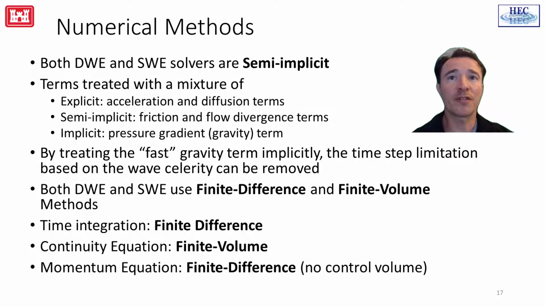Both the diffusion-wave and shallow water solvers are semi-implicit. This is because terms are treated as explicit, semi-implicit, or fully implicit. By treating the fast pressure gradient term implicitly, the time step limitation based on the wave celerity can be removed. Also, both diffusion-wave and shallow water equations are solved with finite difference and finite volume methods. Time integration is finite difference, the continuity equation is finite volume, and the momentum equation is finite difference. There's no control volume for the momentum equation.